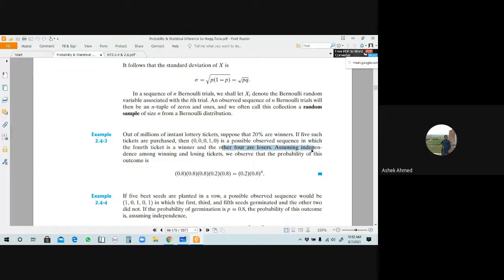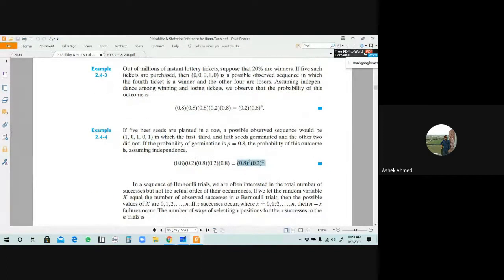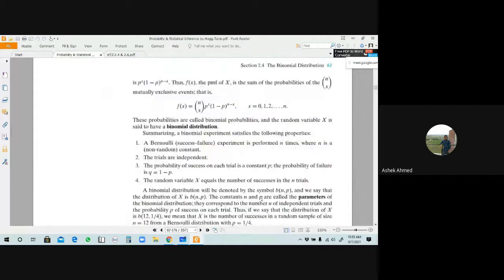Assuming independence among winning and losing tickets, we observe that the probability of this outcome will be, since 1 means winning, the probability of winning is 20%, that is 0.2. Then failure, meaning a loser, is represented by 0 here, and the corresponding value is 0.8, 0.8, and 1 is winning, so this will be 0.2, and then we will get this result. For this fixed order we got this result. Similarly, for another fixed order we will get a result also. This is the main concept of the Bernoulli trial.